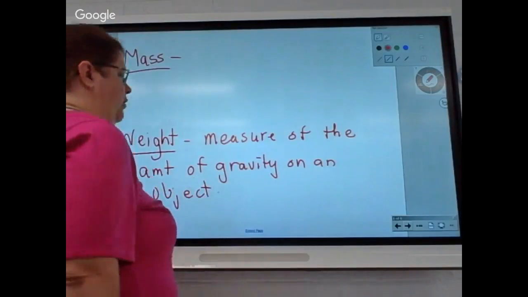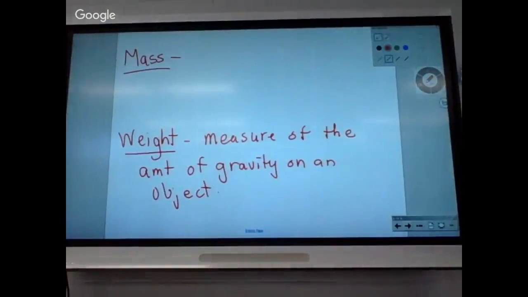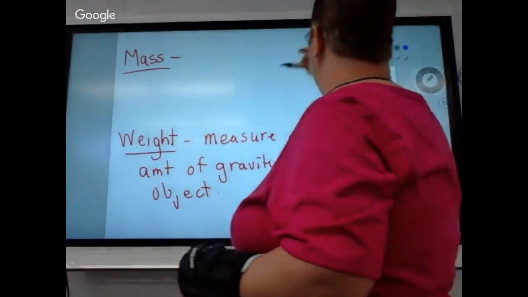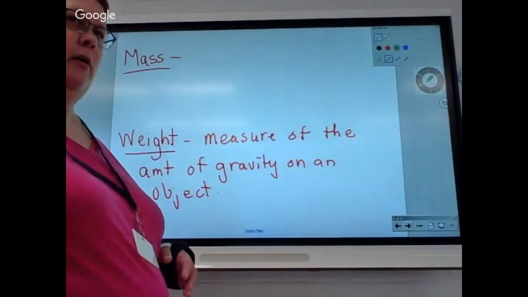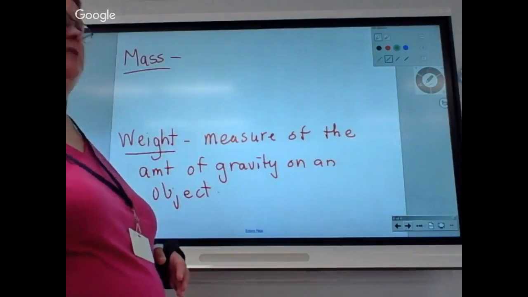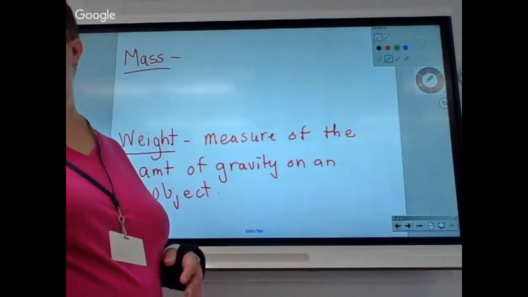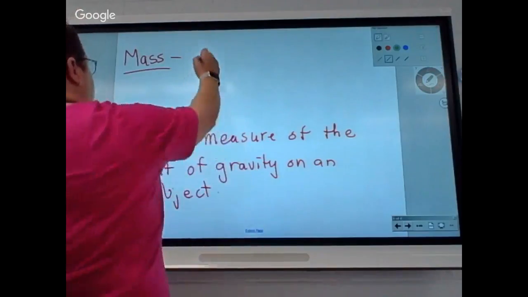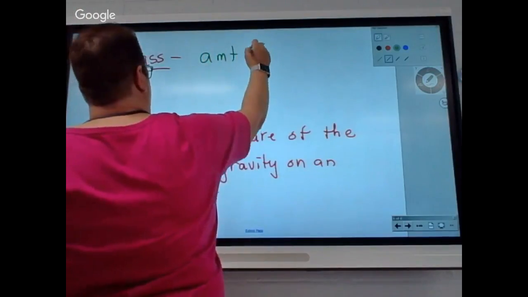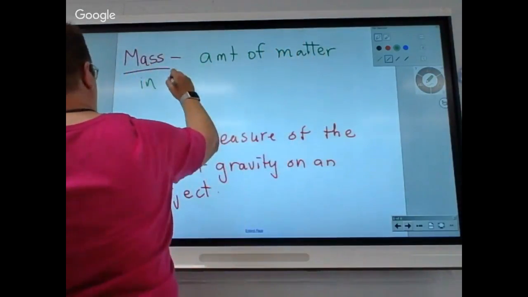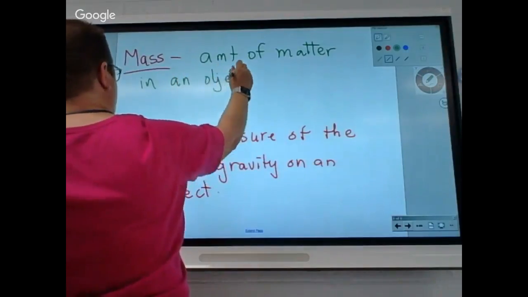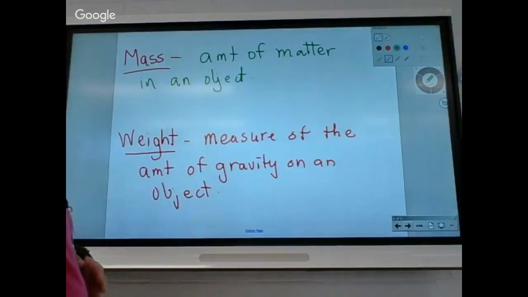Okay, so the measure of the amount of gravity on an object, typically we talk about Earth's gravity, but it does not have to be Earth's gravity. It could be the moon or another celestial object. All right. So what did we say mass was? Somebody who yelled it out a second ago? What did y'all say? Somebody told me something about mass a second ago, but I forgot what they said. It's the amount of matter in an object.